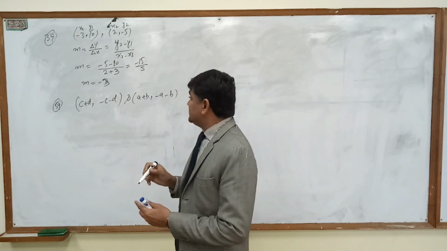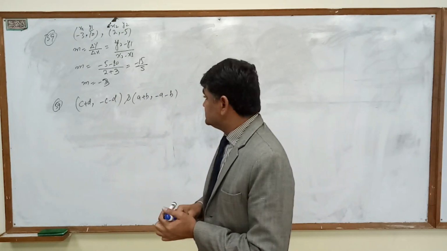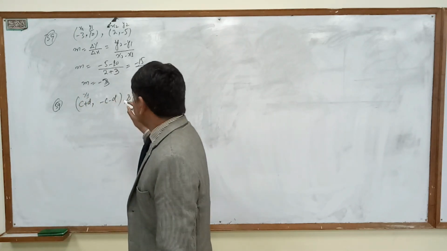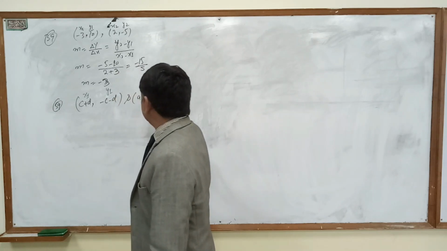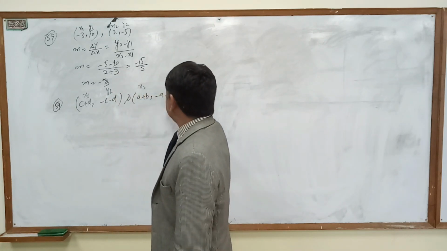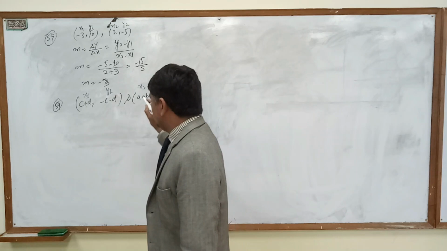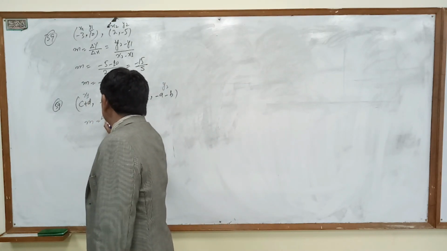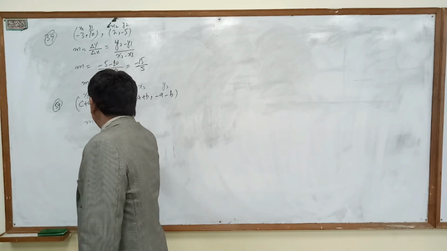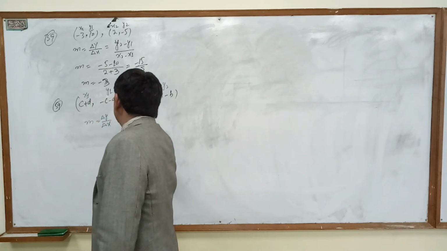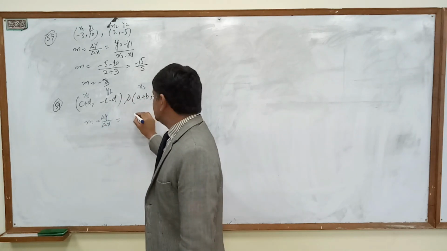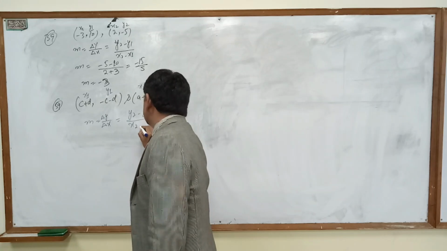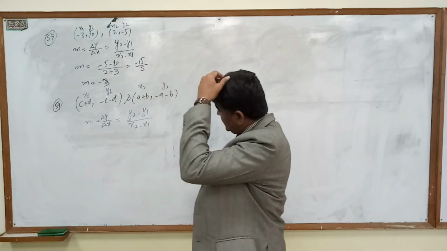Here we can differentiate. What is x1? c plus d. What is y1? Minus c minus d. What is x2? a plus b. What is y2? Minus a minus b. So what is the formula of slope? Change in y divided by change in x, so change in y is y2 minus y1 divided by x2 minus x1.